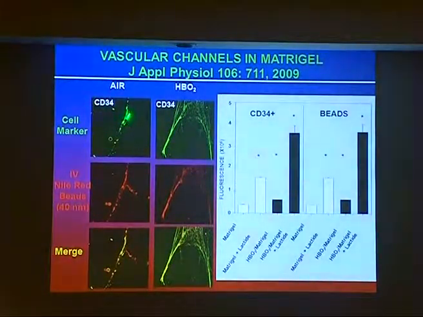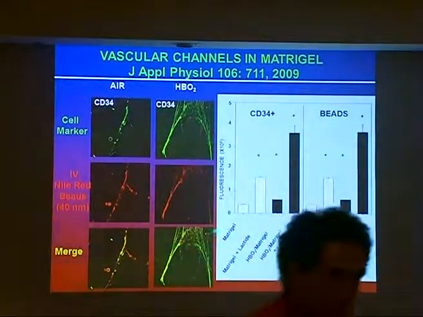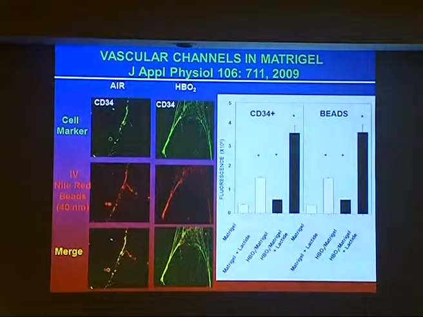We see some vessels in the control mouse; after hyperbaric oxygen, we see them all over the Matrigel. We see these very dense capillary arcades. They're functional vessels based upon the red beads, and that's the overlap. And if you do a one-to-one comparison of fluorescence based on stem cells and beads, it's virtually exactly one-to-one. So this is absolutely, by definition, a picture of vasculogenesis, new blood vessels generated by stem cells.